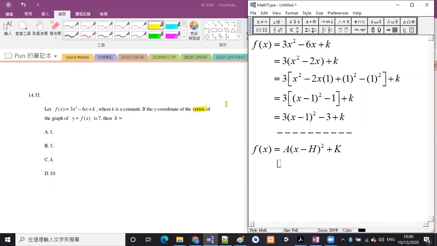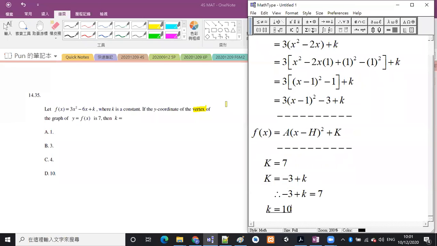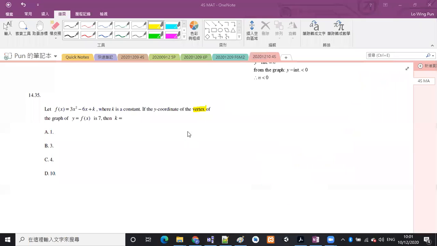Okay, and now we can compare that because the question tells us that the y coordinates of the vertex is equal to 7. So that is the k value is equal to 7. But what is our k value? Our k value is equal to negative 3 plus k, right? Therefore, we can say that negative 3 plus k should be equal to 7. So k should be equal to 10. Okay, so that is how we can find the value of k. Can you get this? So the answer is option D.